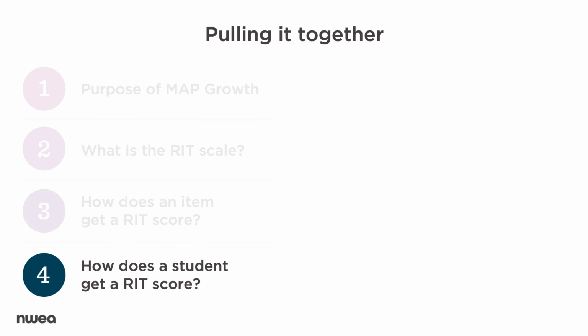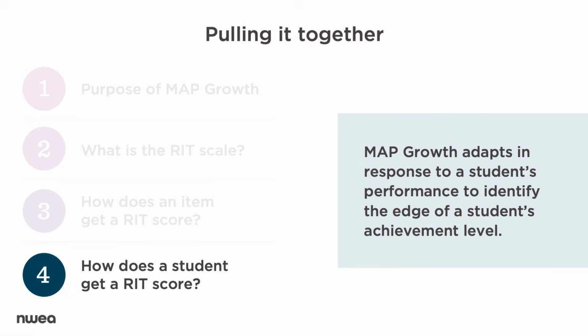Finally, students get their RIT scores through MapGrowth's adaptive testing approach. Because the test adapts in real time, no 2 students will ever have the same test experience. The algorithm is working behind the scenes to select the right item for each student based on their grade level, state standards, and their performance in that moment. This personalized approach is what allows us to pinpoint each student's achievement level so precisely.